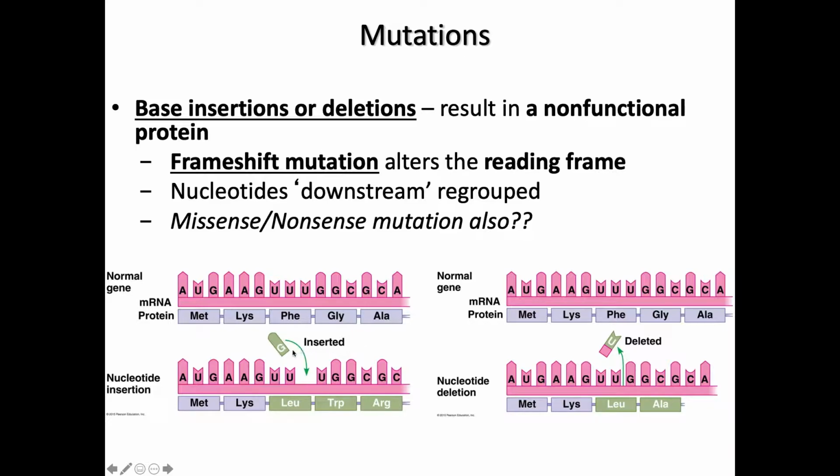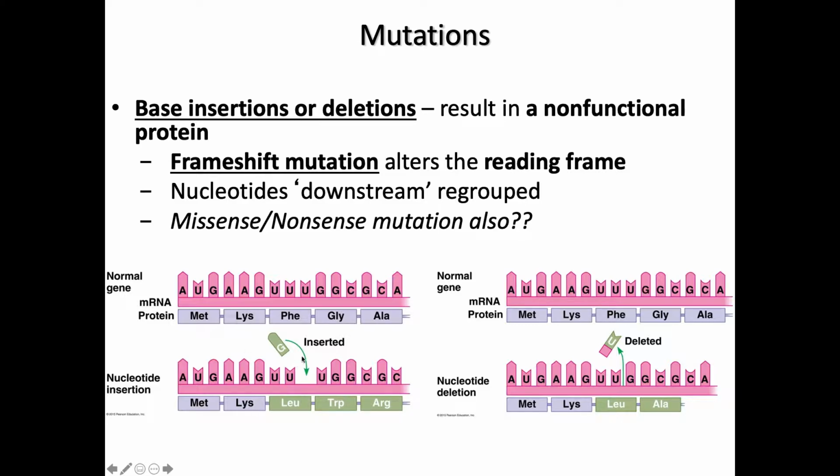Well, what happens if we insert, or put in, an extra base, a nucleotide? When we do that, we shift all these nucleotides downstream from here, down. Everything downstream after the insertion will be regrouped. So let's start at the beginning. Here we have our normal start codon, methionine. Here another normal codon, lysine.